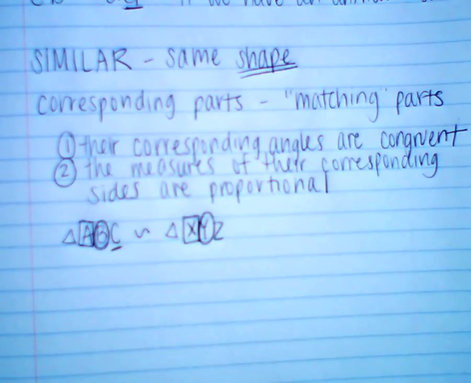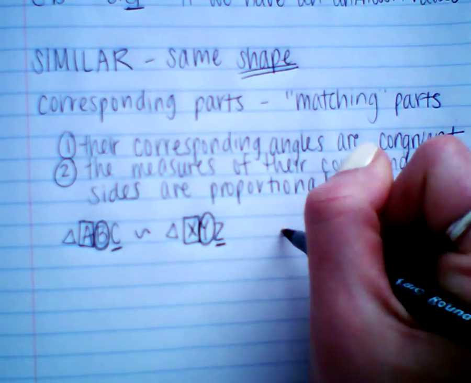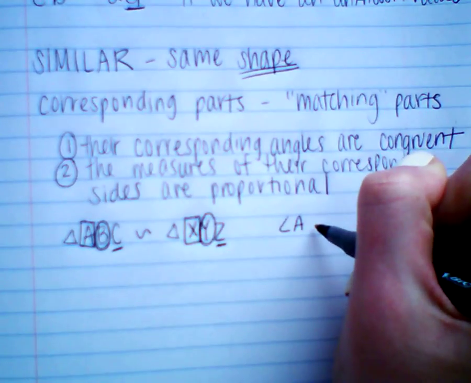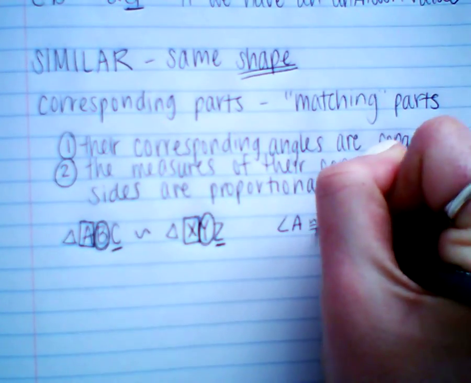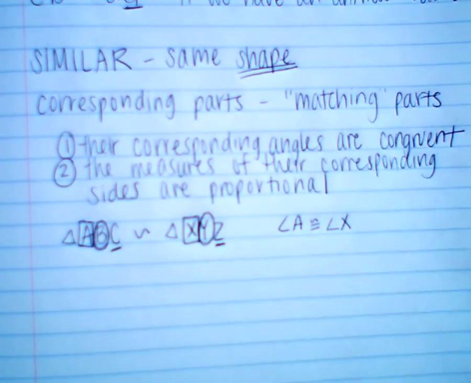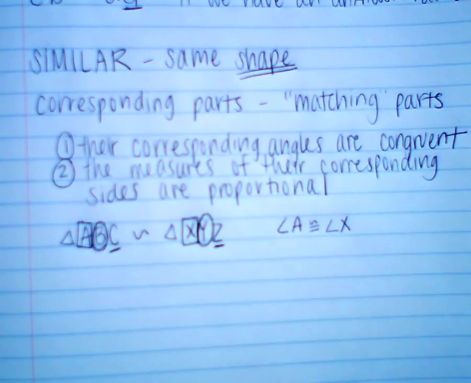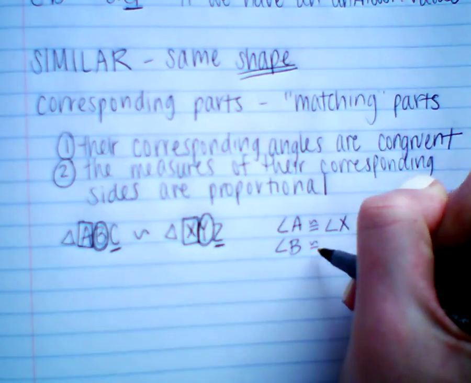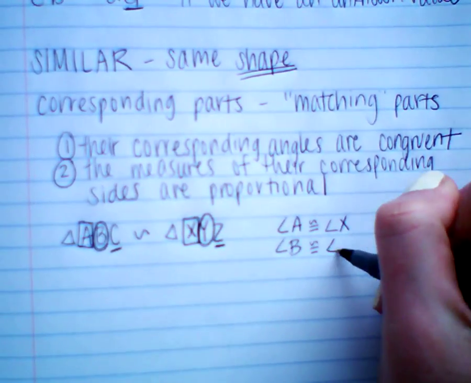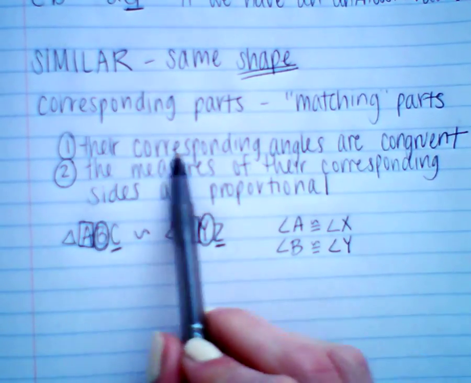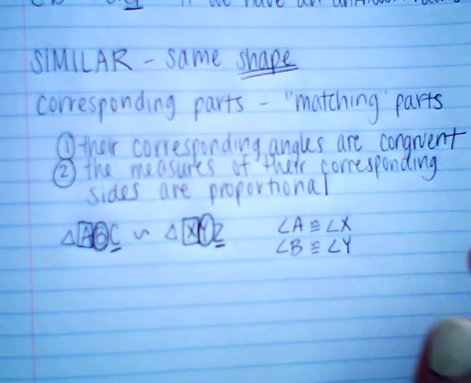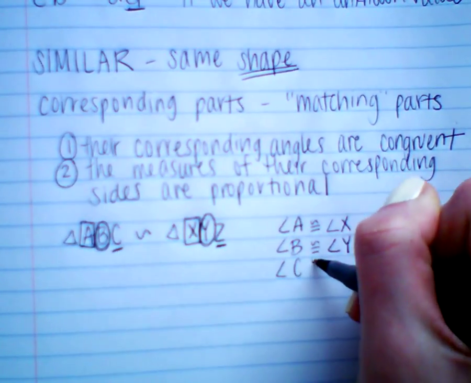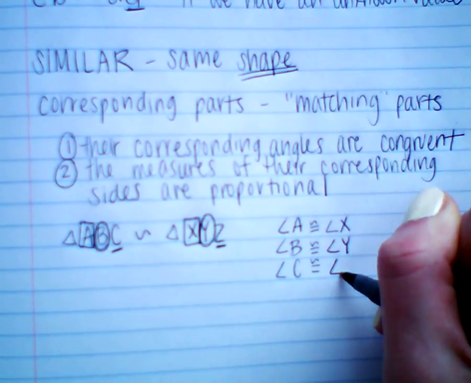C corresponds with Z. Okay, so that's the first important part to understand. Angle A must be the same as angle X. And again, hopefully, whatever I'm writing down, you are expected to as well. Angle B is congruent, is exactly the same as angle Y, because remember, the corresponding angles are congruent. Angle C is exactly the same as, congruent to, angle Z.